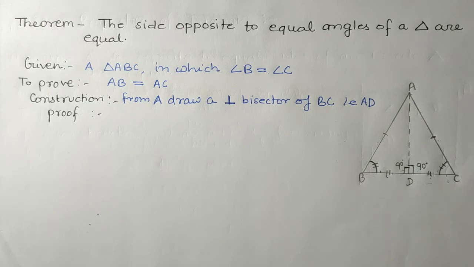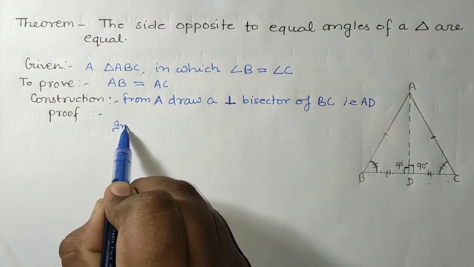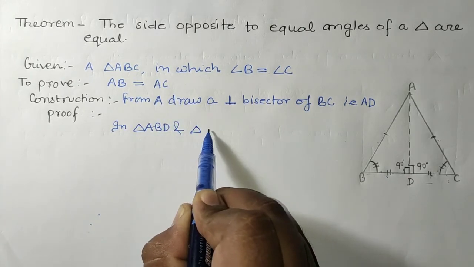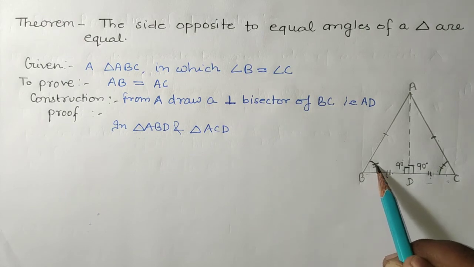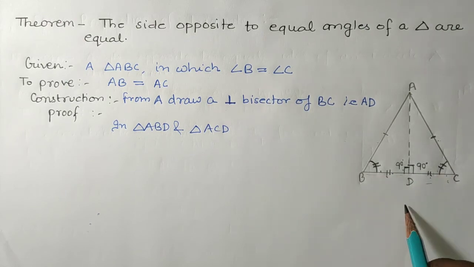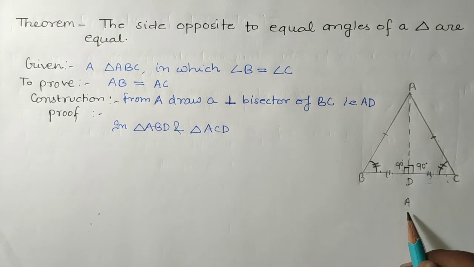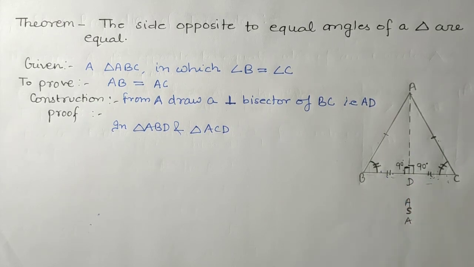Now in the proof, how will we prove it, students? Let us see in triangle ABD and in triangle ACD. In these two triangles, see students, what is given? This angle we are having, that it is equal. This side we are having now after constructing it. So the corresponding sides are equal, and again the angle. So by the criteria angle side angle we can prove that these two triangles are congruent.